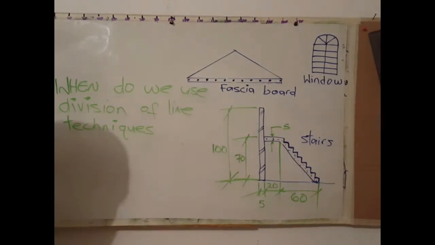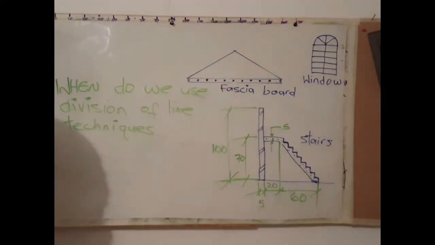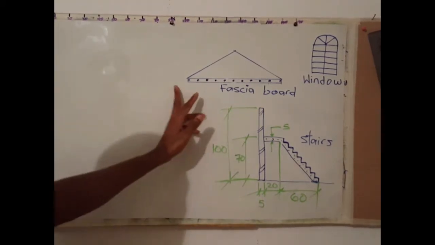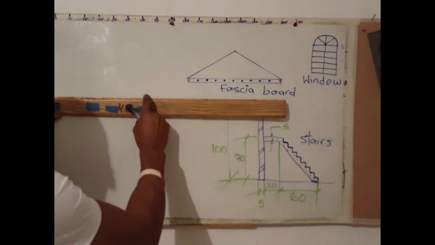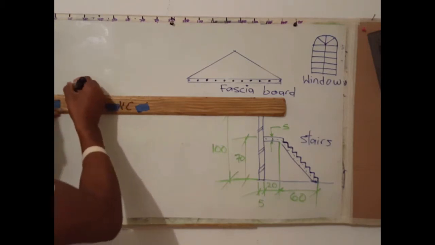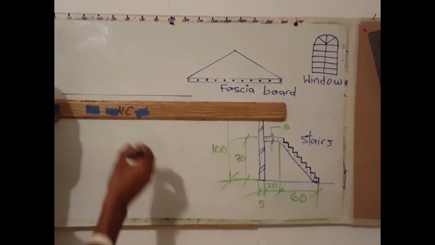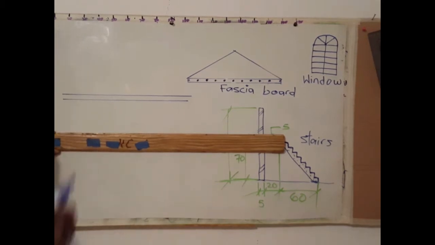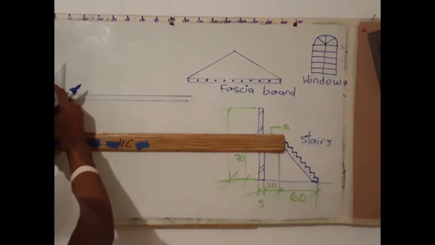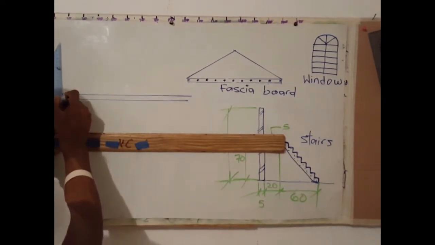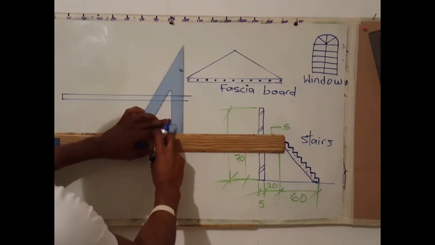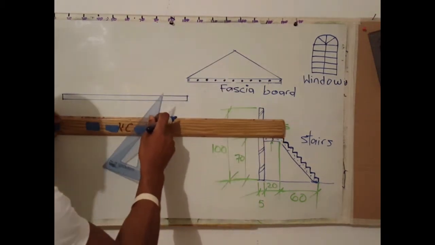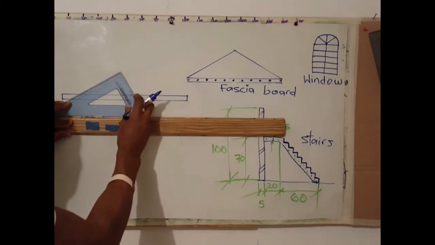Alright. The first task, I'll be showing you how to apply division of line techniques here. So to use division of line techniques, first up I'm gonna draw the fascia board. My roof has an angle of 30 degrees. So I'll be using my 60-30 set square.